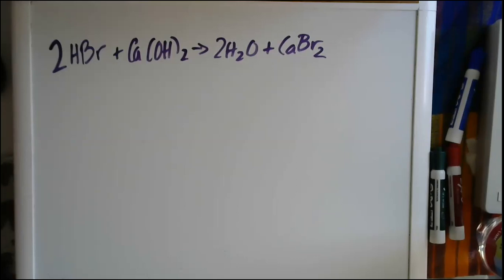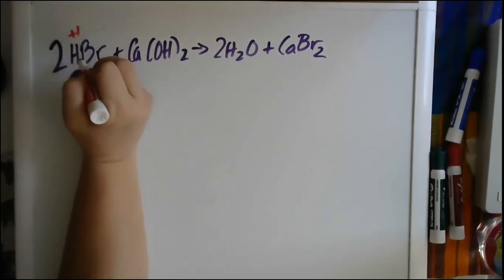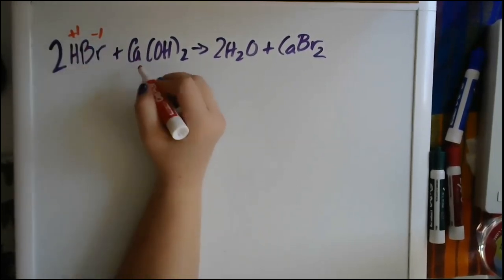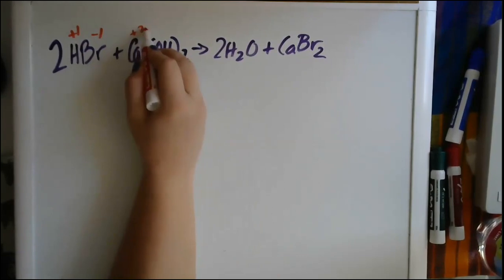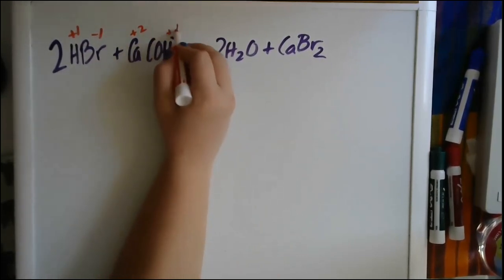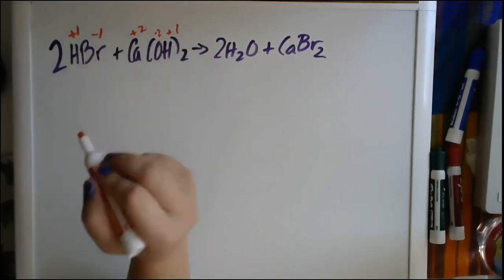All right, here's the next example. We're going to go through and label the oxidation states first. For HBr, hydrogen will be +1, Br will be -1, calcium will be +2, hydrogen will be +1, oxygen will be -2.